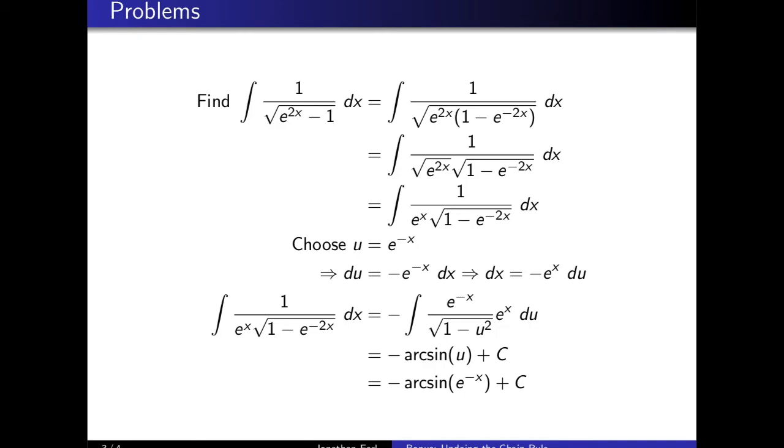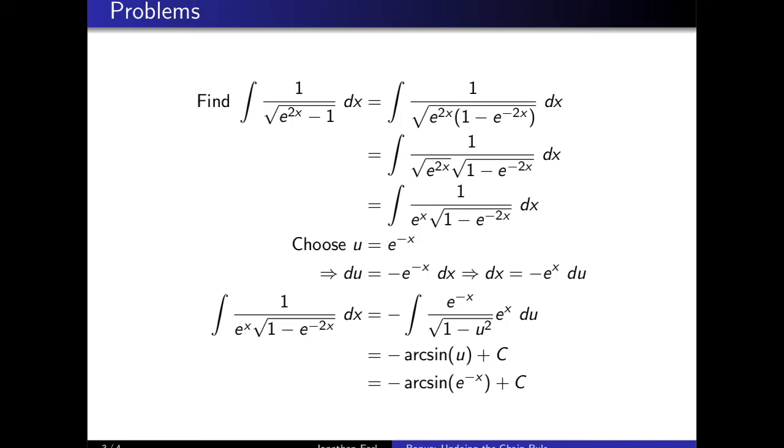Okay, so then we started with trying to find the antiderivative of 1 over e to the x times the square root of 1 minus e to the minus 2x dx. And after substituting in our expression for u, we get minus the integral of e to the minus x times e to the x, all divided by the square root of 1 minus u squared du. So our e to the minus x will cancel with the e to the x, and we'll just be left with an integral of 1 over the square root of 1 minus u squared du, with the minus sign out in front.